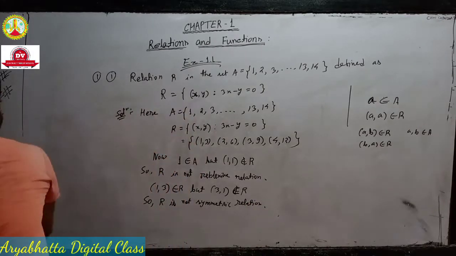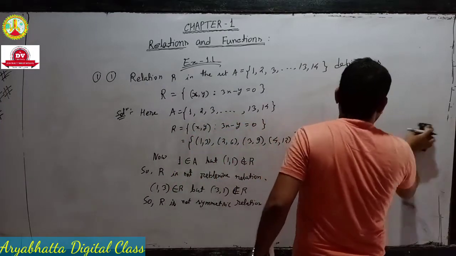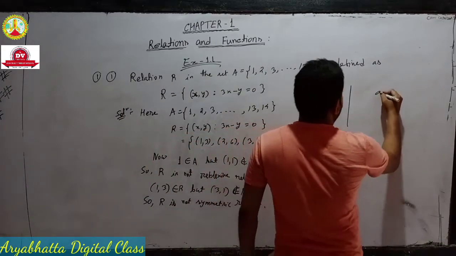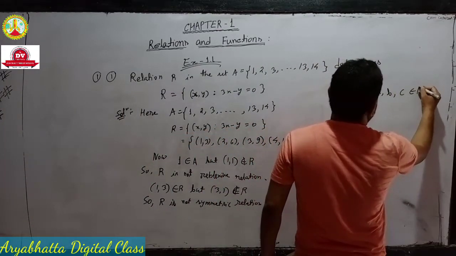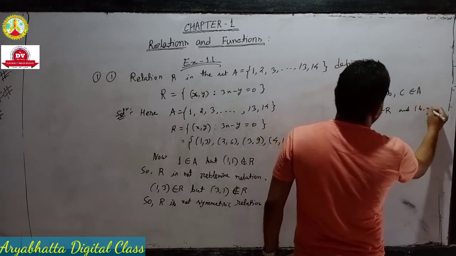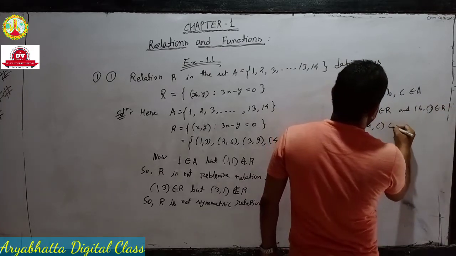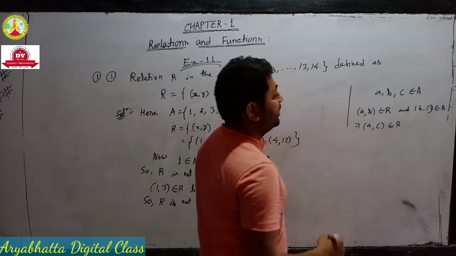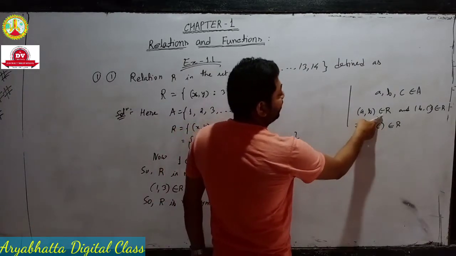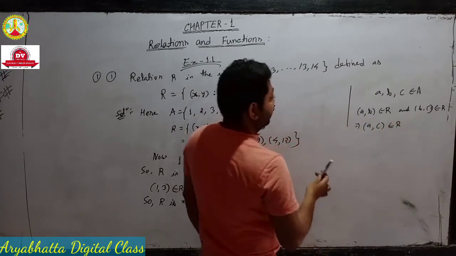Next, we know that a, b, c belong to set A. If (a, b) belongs to R and (b, c) belongs to R, that implies (a, c) belongs to R, then this relation is called a transitive relation.